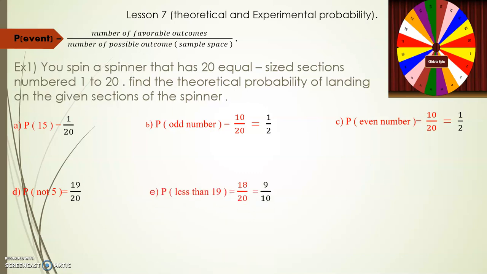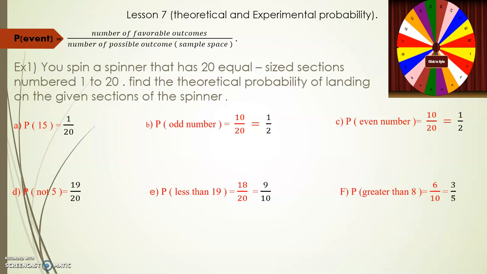Letter E, probability of numbers less than 19. So less than 19, it would be 18, 17, 16. When you count them, you will find there are 18 numbers less than 19. So number of favorable outcomes will be 18 divided by sample space, which equals 20. So the result equals 18 out of 20. Try to put it in the simplest form. 18 divided by 2 equals 9. 20 divided by 2 equals 10.